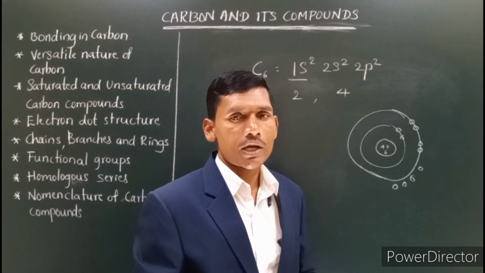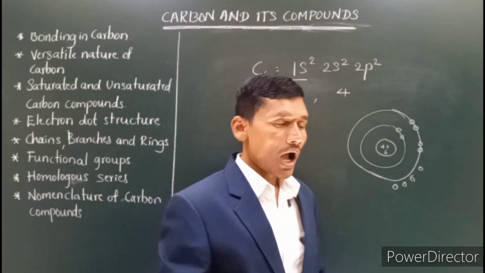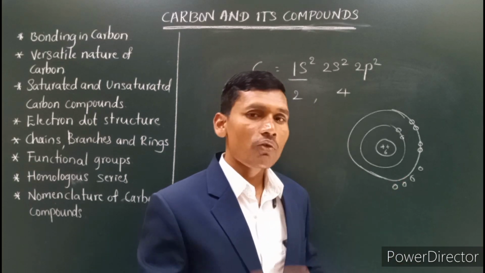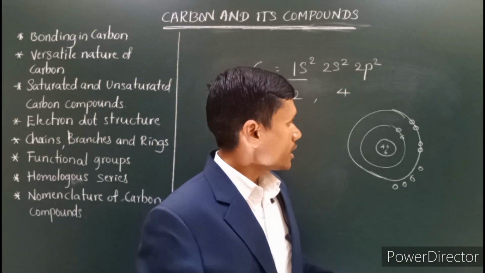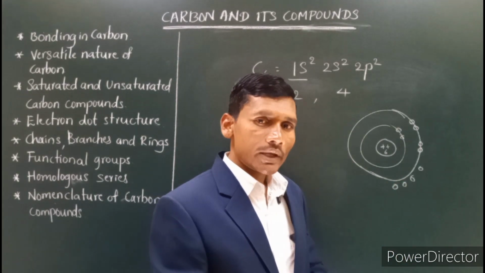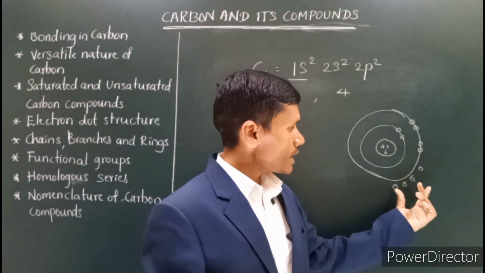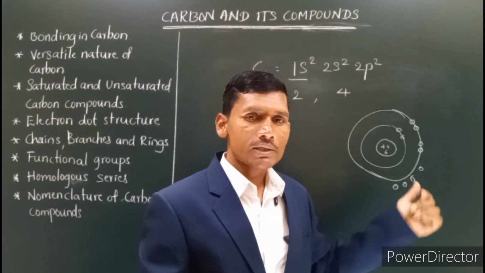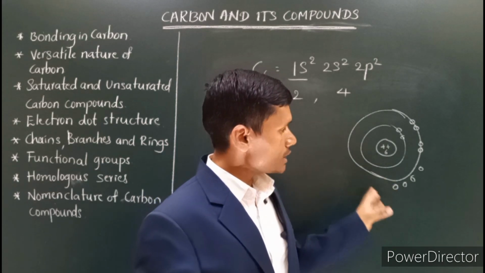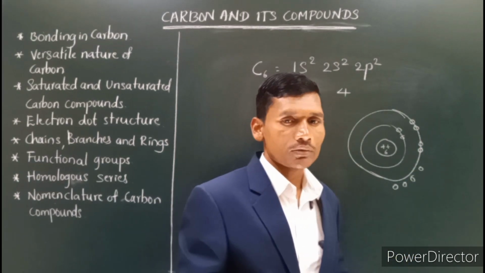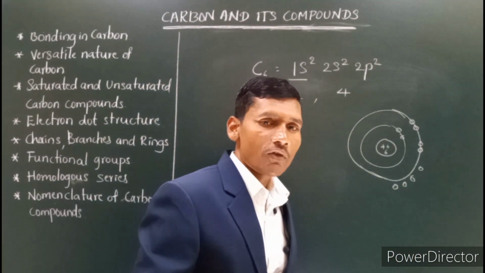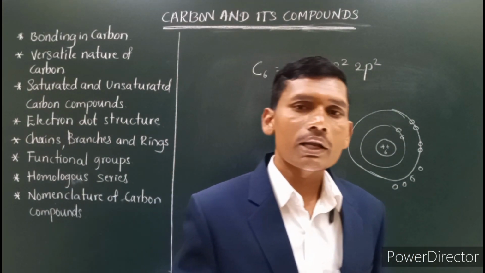Because of that, it can neither gain 4 electrons nor lose 4 electrons. If it wants to lose, high energy is required to remove them. It is difficult to remove 4 electrons. And if you want to give extra 4 electrons, negative charge becomes more and positive charge will be less. Only 6 protons. It cannot balance all the 4 electrons. It cannot hold those electrons. Because of that, it goes for one more type of bonding, that is called covalent bonding.